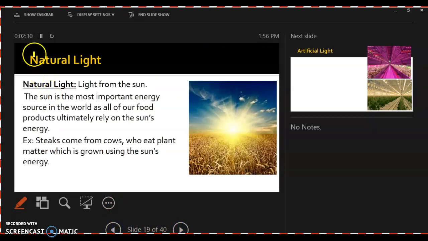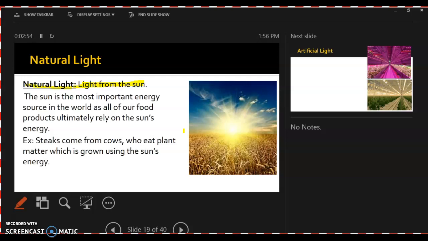So, going back, natural light is light from the sun. Understand that natural light is from the sun. The sun is the most important energy source in the world, as all of our food products ultimately rely on the sun. If we didn't have the sun, we wouldn't have any light. Most of our food relies on light.